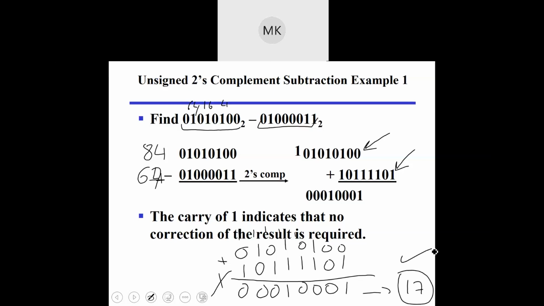Why did we remove the 1? Because of the carry of 1. Yes, the carry of 1 indicates that no correction of the result is required. It is already a positive number. No need to convert it back to 2's complement to know its original. Okay? You always, in the sum line, when subtracting A minus B, if you get a carry, you ignore it. We call it, we discard the carry. Okay?